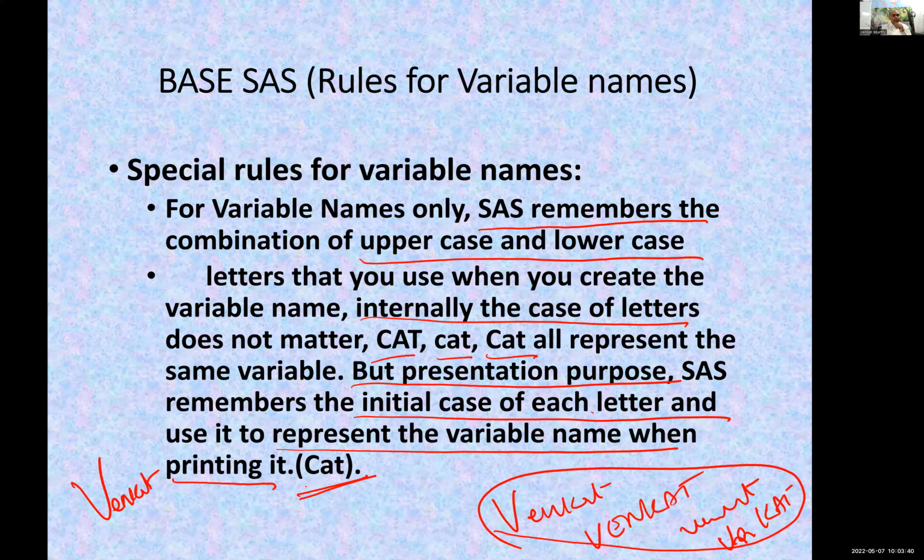How is it going to print it? Capital C, small at. So capital Venkat or small Venkat or all these things are the same, but for presentation purposes, it is going to print the initial letter as capital. So remember this when you are writing our programs and you get a data set: the initial letter is capital.